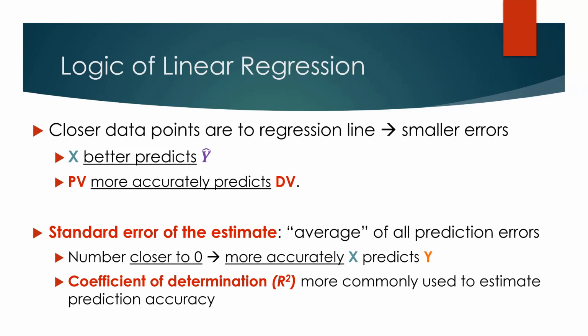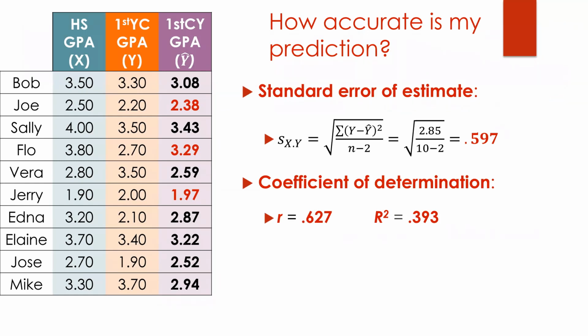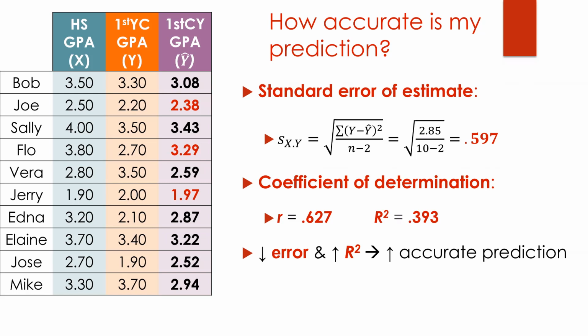Another way we can measure accuracy of prediction is using the coefficient of determination. The number we use to determine the strength of correlation coefficient can also determine the accuracy of a prediction. So let's do that here with our data. So what we see is that we have a standard error of the estimate, which is 0.597, and we have a coefficient of determination of 0.393. Okay. So we can see here that there's a lot of error in our prediction here. In fact, the error is greater than the accuracy. When that happens, you get a weaker prediction. In fact, the less error you have and the higher the R squared, the more accurate the prediction overall.